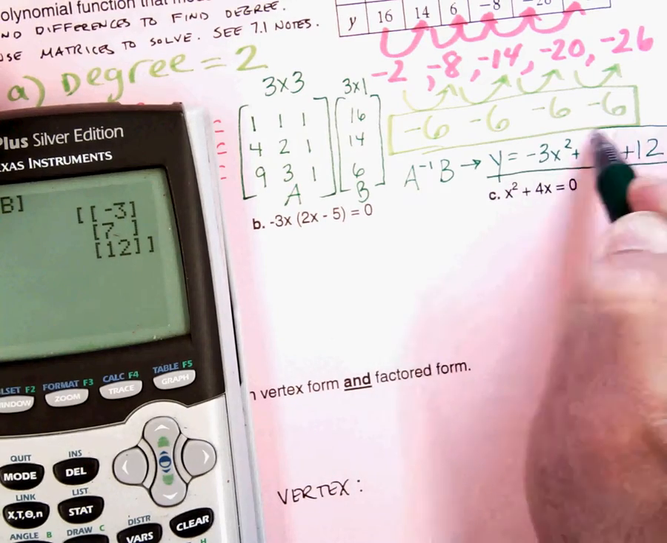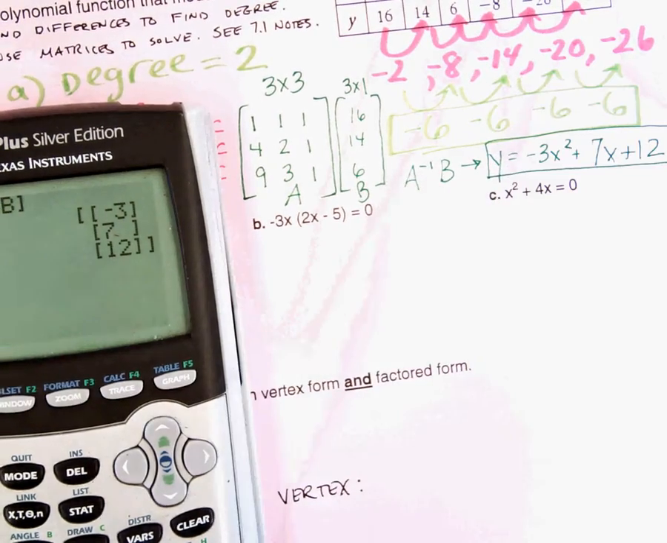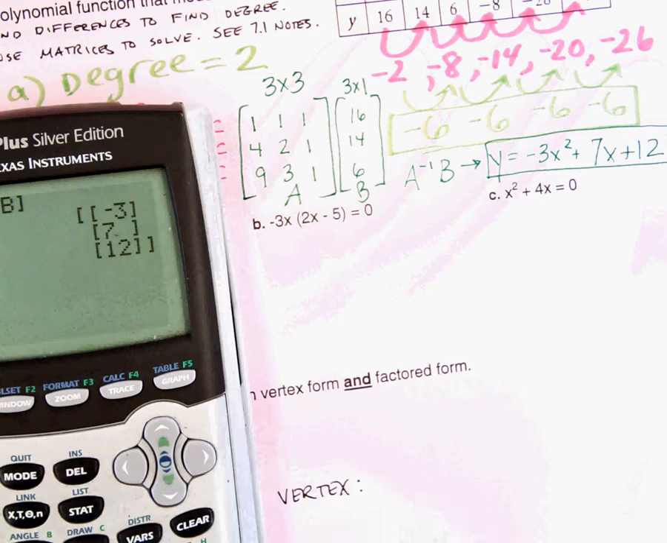This parabola will go through all of the points on that table. One way to check it would be to plug it into y equals and make sure that it produces all of these points on the table.